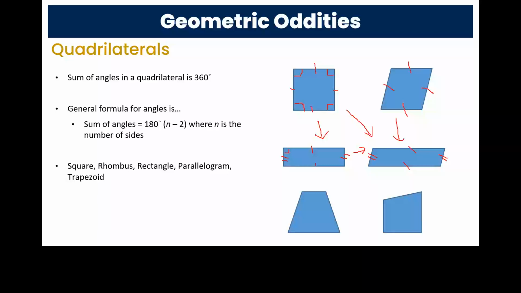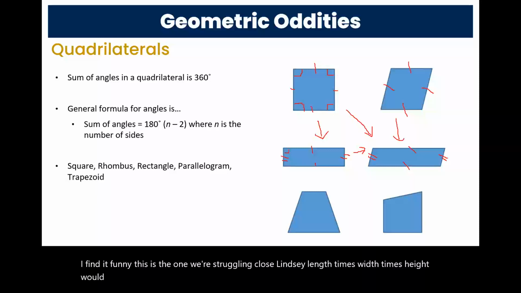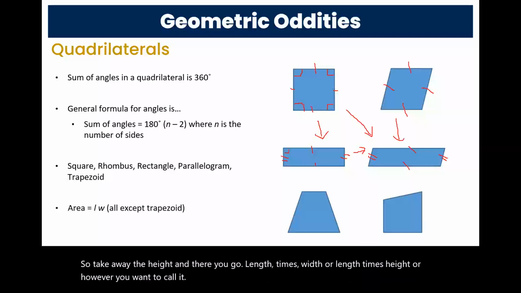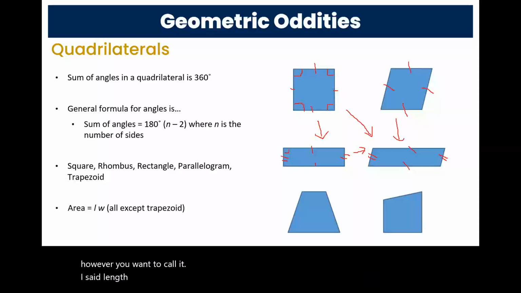I find it funny, this is the one we're struggling with. Close, Lindsay. Length times width times height would be a three-dimensional object. That's volume. So take away the height, and there you go. Length times width, or length times height, or however you want to call it. I said length times width. And so that's how I do the area of all of these figures, except for a trapezoid. I can't do that for a trapezoid.